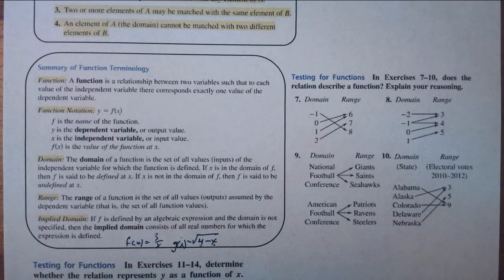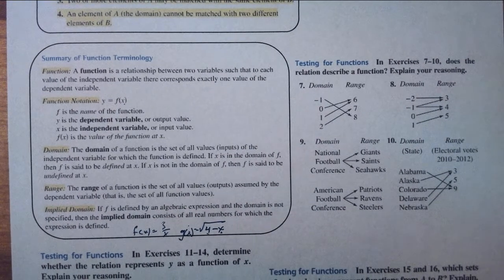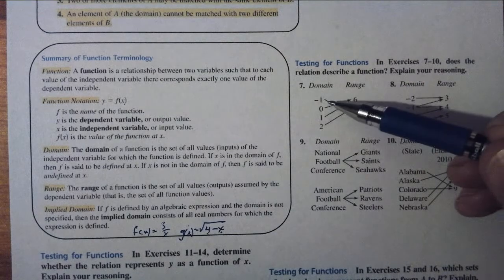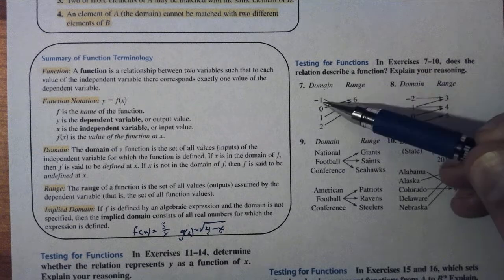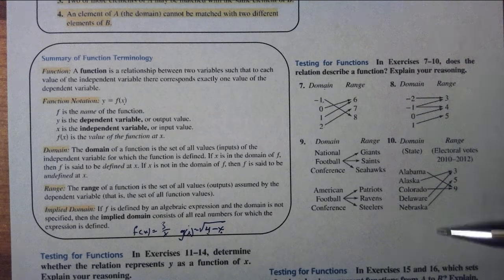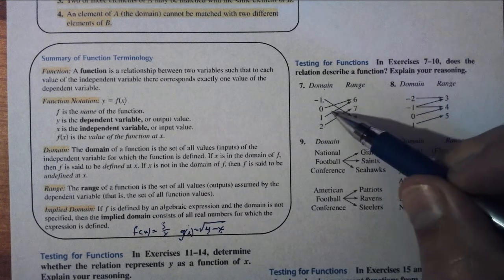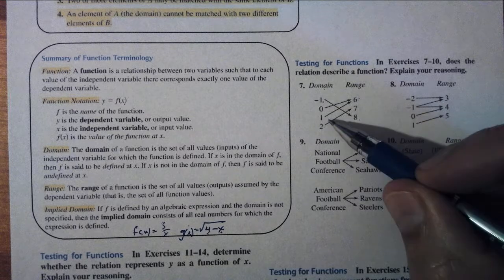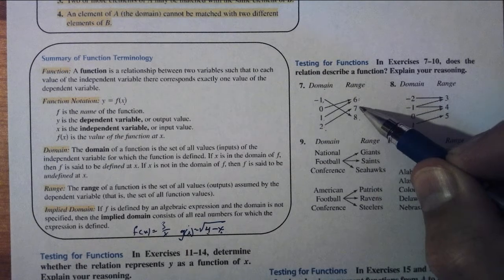Okay, so testing for functions. This goes back to our ELF confusion video quite a bit. Does the relation describe a function? So all of these values are attempted to be in our domain, and every one of those has to be assigned a value in the range. So negative 1s get turned into 8s every time. 0s get turned into 6s. 1s get turned into 6s. 2s get turned into 7s.